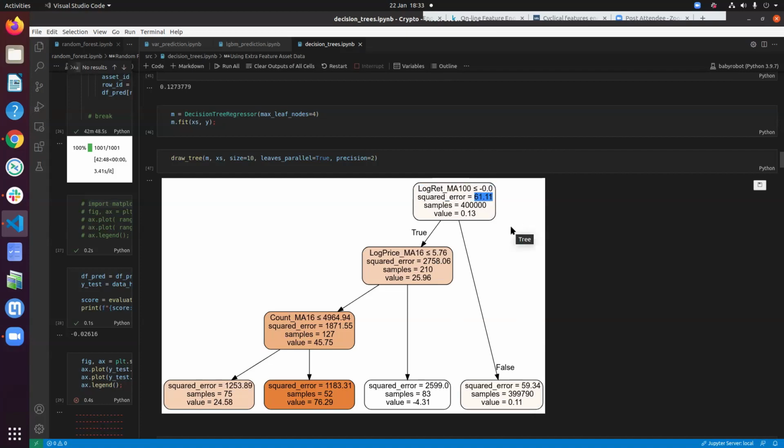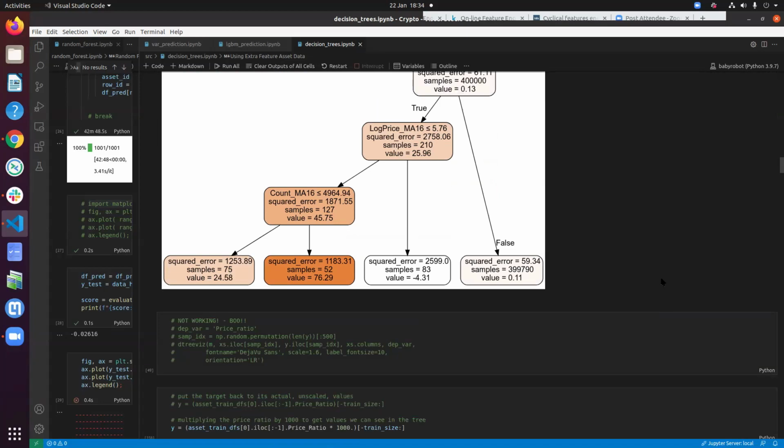It tries to get that as low as possible by looking at each of its columns and finding where it can put one if-else split statement on that column. The first one it makes is log return. It finds it can reduce the error the lowest by splitting here at 0. Then it makes its next decision, and its next, and it ends up with 4 leaves because that's what I specified, and then it stops. This is obviously a really small tree.